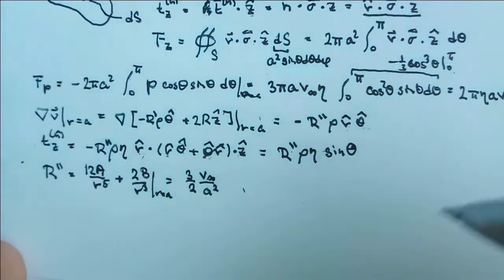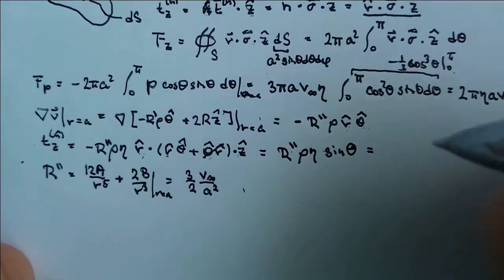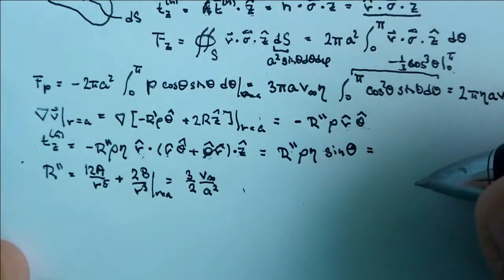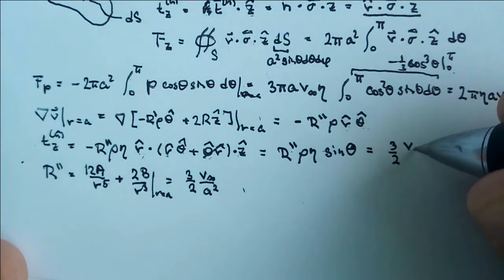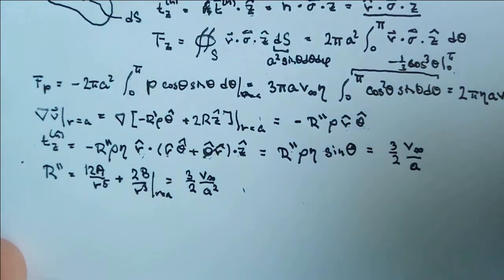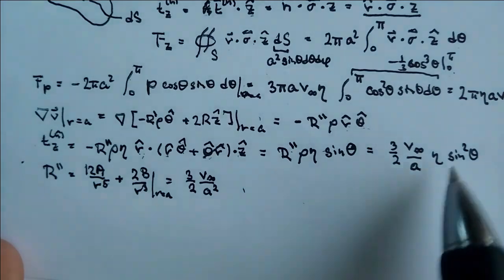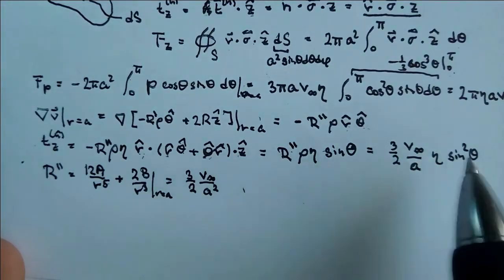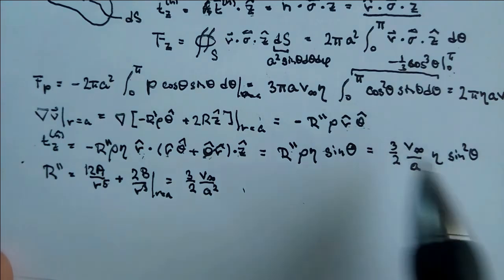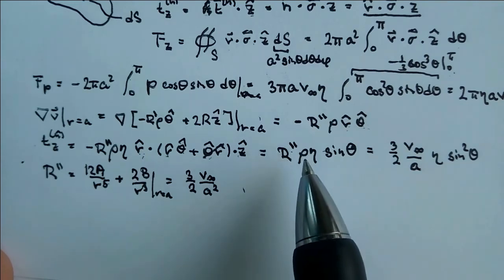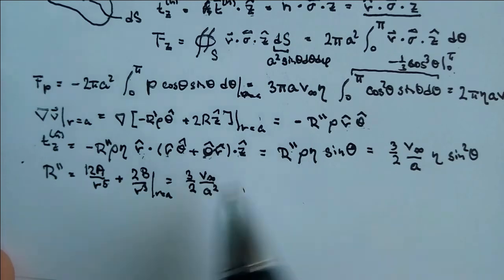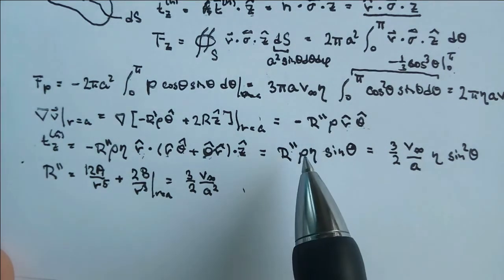Now we have to substitute it here, so this force is going to be 3 halves v infinity over a eta sine theta squared, and I will explain why there is only a, not a squared. Because rho is r times sine, so that's sine squared. That's the reason why there is a square, and r will change to a, so that's 1 over a squared times a, which is 1 over a.